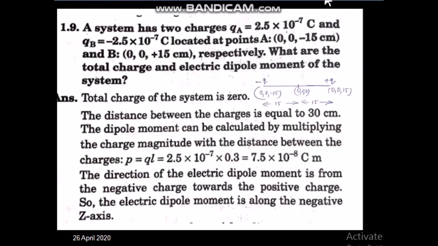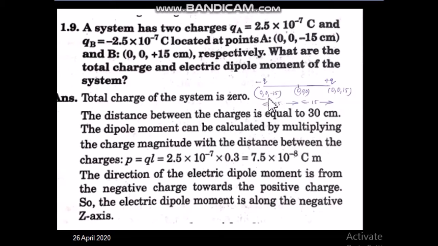Okay, let us see question number 1.9. This is about dipole system. So here in this question we have two charges QA and QB. Both are equal but opposite. Minus sign is written. The positions are of the two charges 0, 0, minus 15 and 0, 0, plus 15. We can draw a diagram to show this system. So minus Q plus Q are located at 0, 0, minus 15 and 0, 0, plus 15.